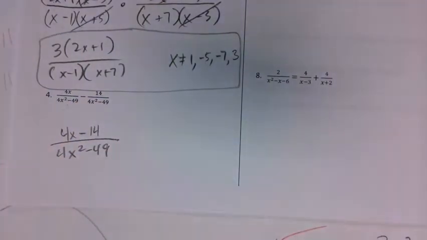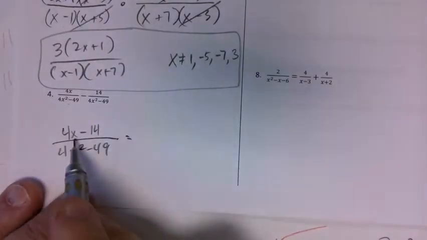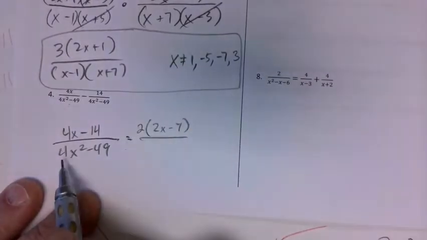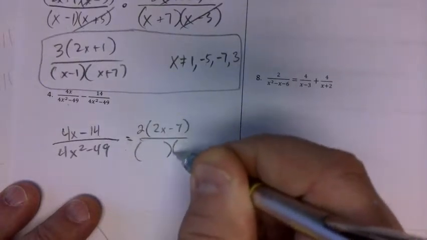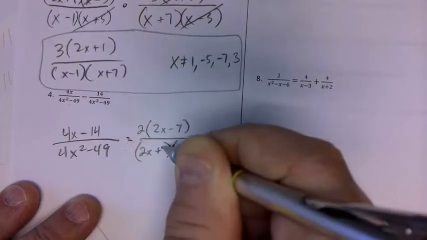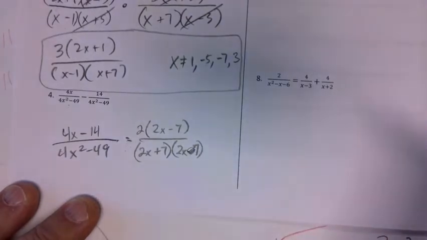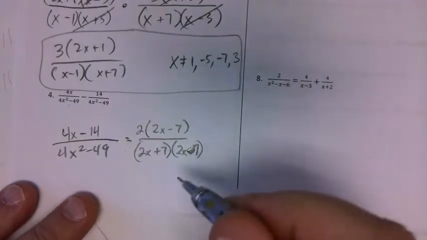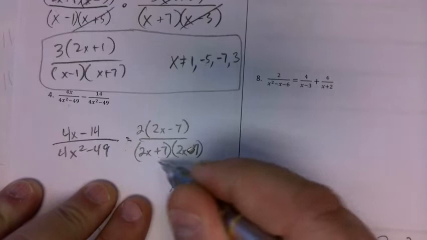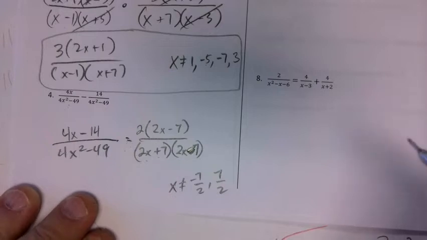Okay, now I've got to consider, can I cancel things? Well, 4 and 14, 2 divides into each of those, and I'd have 2x minus 7. This is a difference of two perfect squares, because the square root of 4x squared is 2x and 2x. The square root of 49 is 7 and 7. So, oops, that's going to be a minus 7. That's a minus. Okay, so now restrictions, x can't equal: here it's going to be negative 7 over 2, and here it's going to be positive 7 over 2.